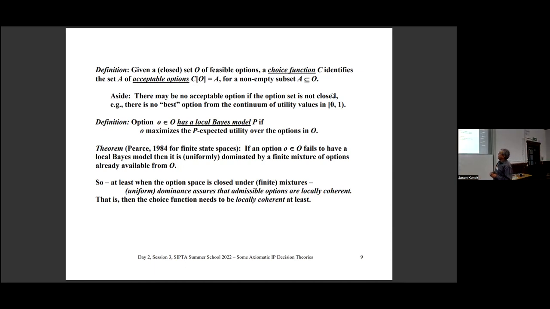And we know by Pearson's result that if an option O fails to have a local Bayes model at all, it's uniformly dominated by something. So I'm going to be restricting myself to undominated options, which will get into the Bayes options.